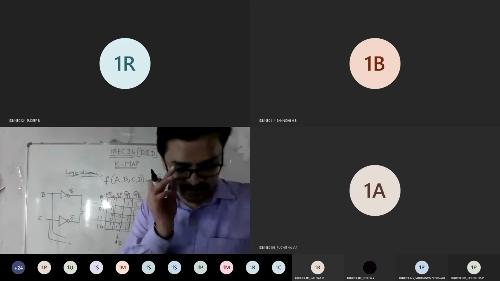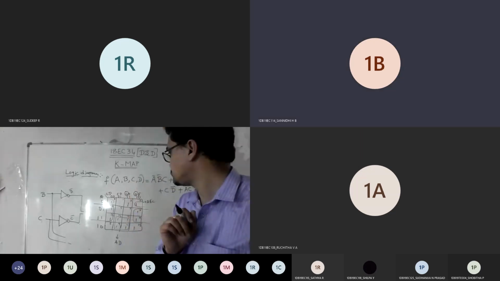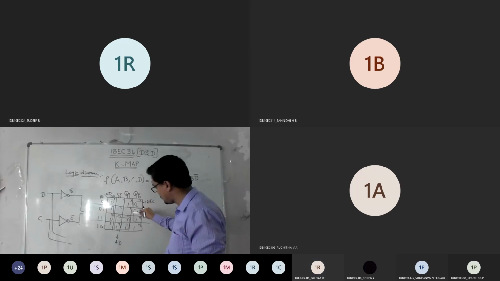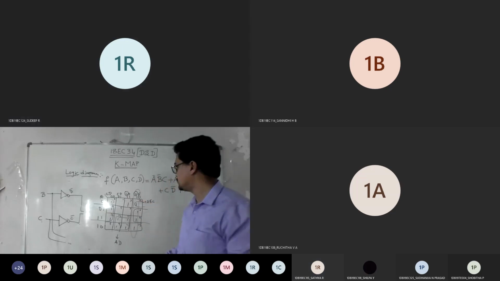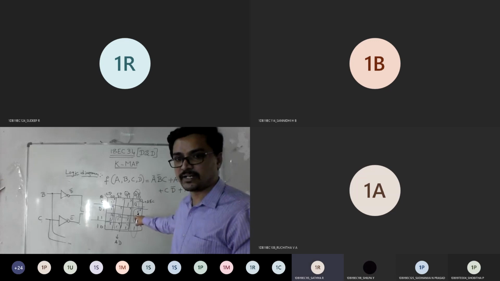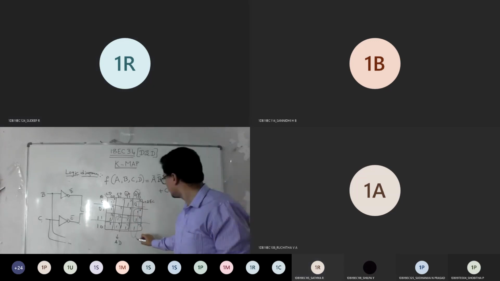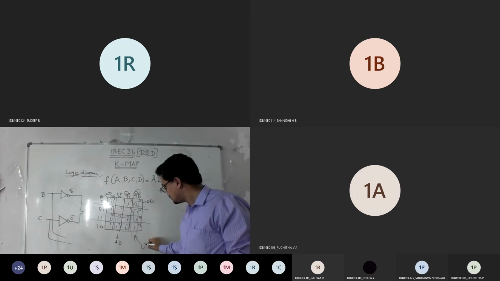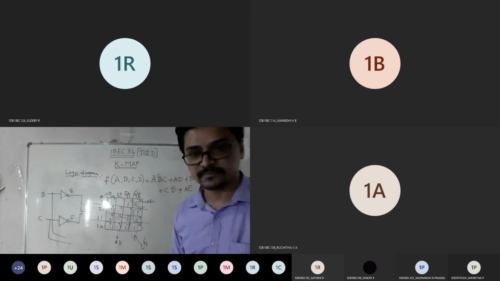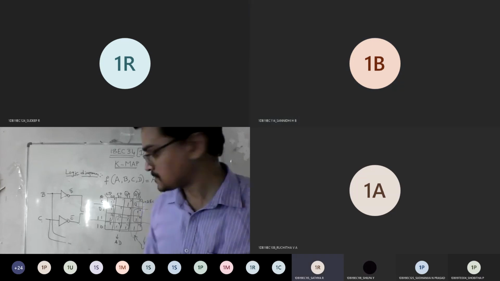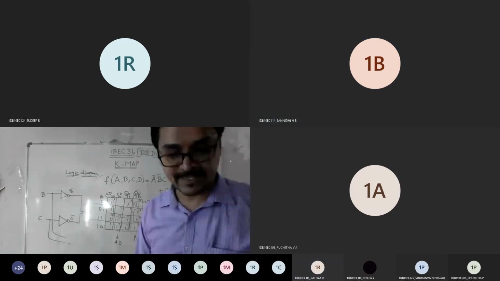Good. So after putting 10, what happens? Quad, sir. So you'll get a quad: 2, 6, 14, 10. If this is a quad, what is it? Is it a quad? Yes, sir. Everyone agree with this? Yes, sir. So is it equivalent to what? C D bar. Is that understood? Yes, sir.